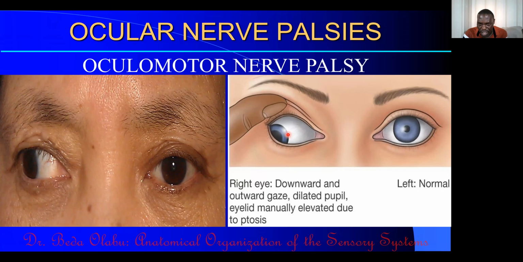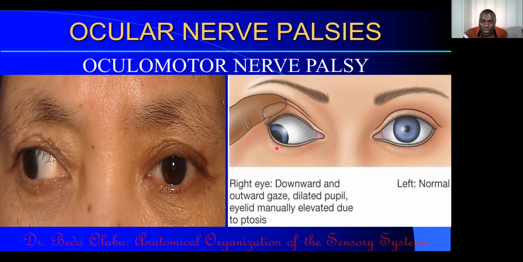First of all, the eye will be abducted because of the action of the lateral rectus. The eye will also be slightly depressed because of the action of the superior oblique. But importantly also, the upper eyelid will be dropping. The dropping of the upper eyelid is called ptosis because you've lost the action of levator palpebrae superioris.